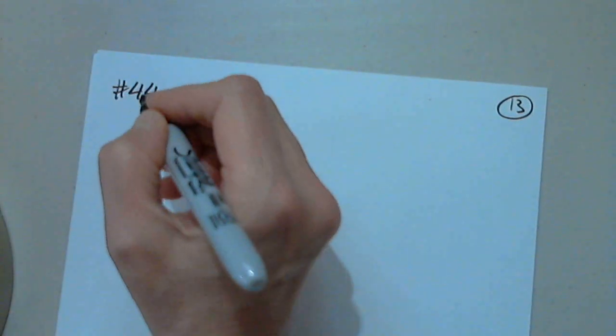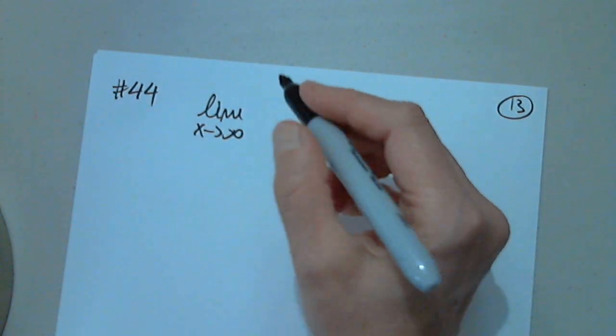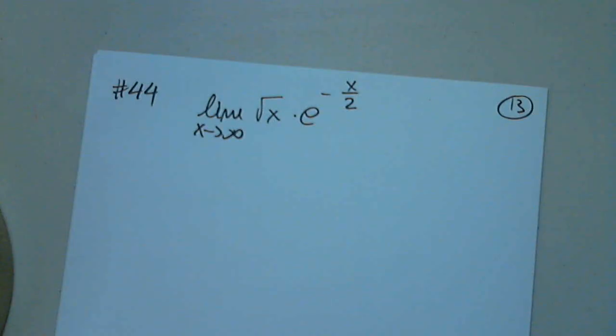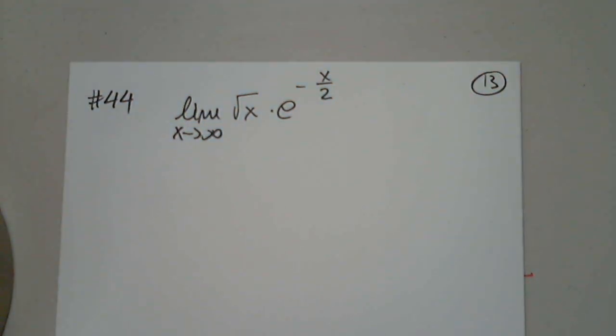Good one. 44. In 44, we have the limit as x approaches infinity of the square root of x multiplied by e to negative x over 2. Okay, so we are asked to find this limit.